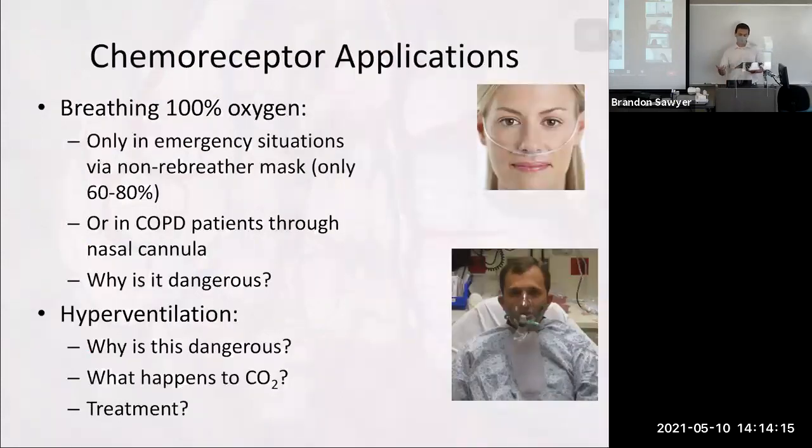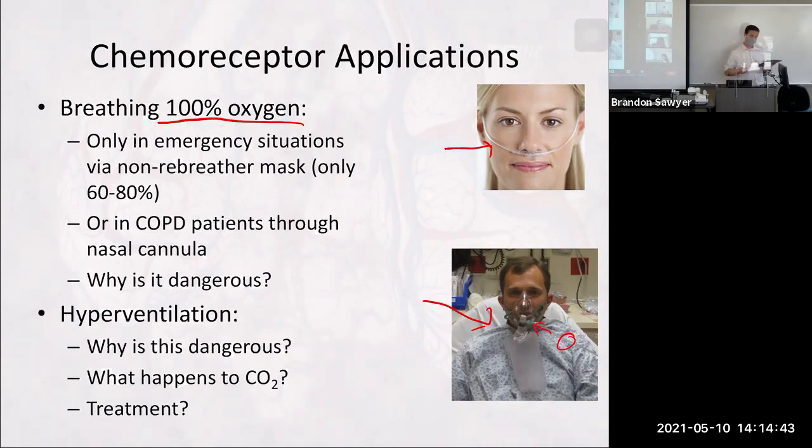Okay, so a few applications here with chemoreceptors. When you see somebody who is breathing 100% oxygen, or somebody has an oxygen bottle attached to them in some way, there are multiple ways to deliver that oxygen. One could be a nasal cannula, like this one. You could also have a bag valve mask or a non-rebreather mask. There are different versions of this. See, this has oxygen attached to it like this.